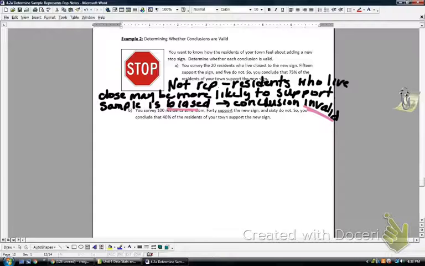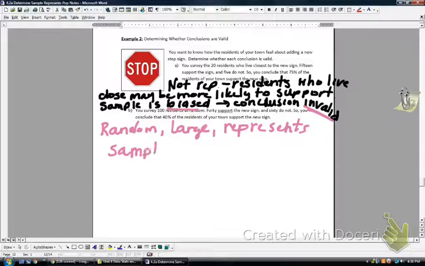All right, so Part B says you survey 100 residents at random. 40 support the new sign and 60 do not. So you conclude that 40% of the residents of your town support the new sign. All right, so this is a random sample. It's large enough, and it represents the town because you just randomly surveyed them. You didn't pick a particular group. So your sample is unbiased, which means your conclusion is probably valid.